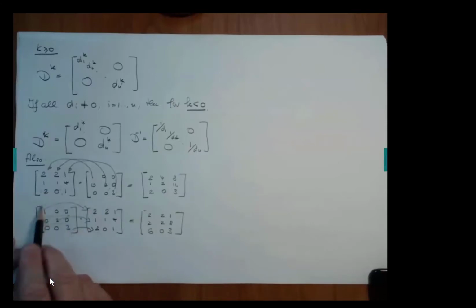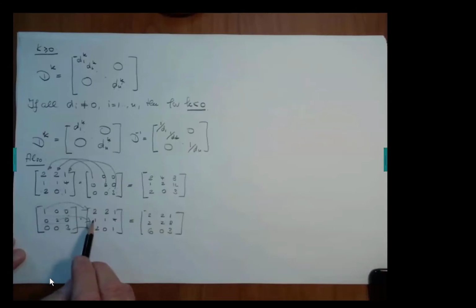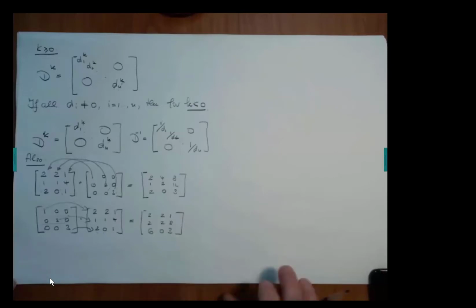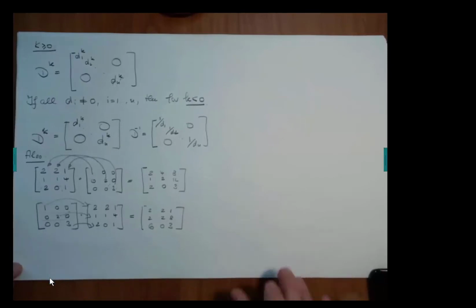So multiplying with a diagonal matrix from the left is the same as multiplying every row with the corresponding diagonal element. So again, the lesson is, multiplying with a diagonal matrix from the left, you don't have to do matrix multiplication. You can just multiply each row by the corresponding number. So this is something I like to write down.